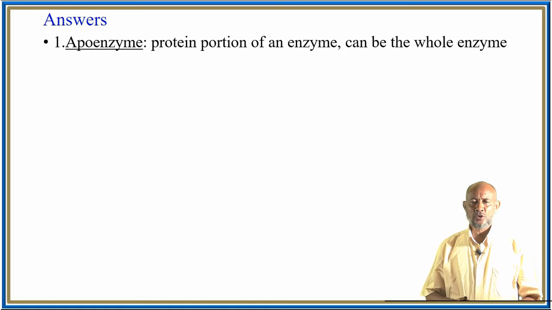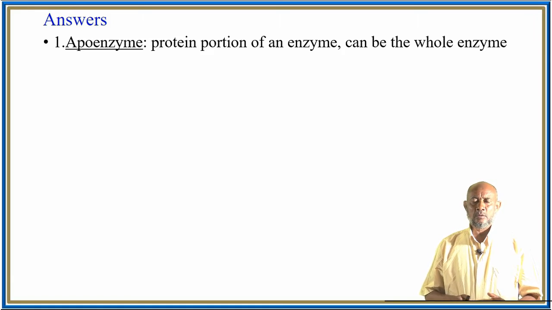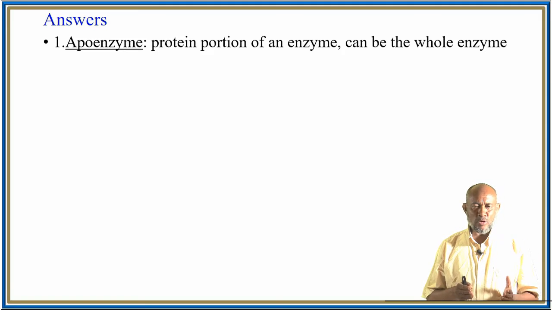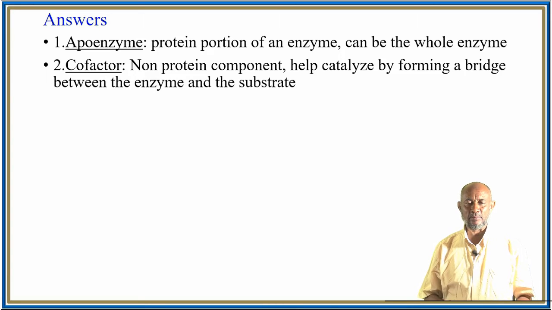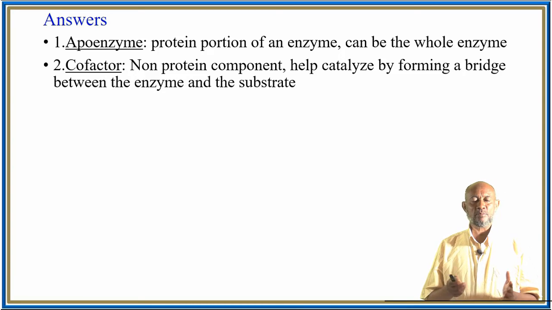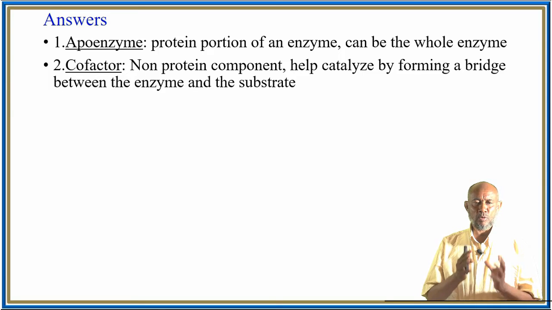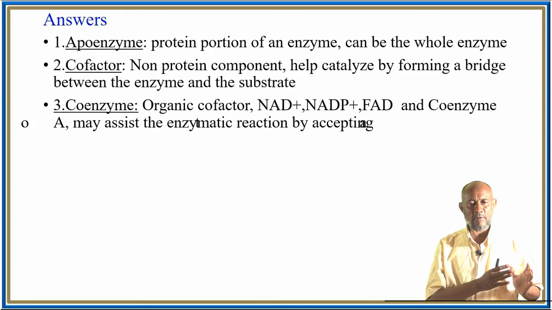It is time. Now let's do the answers together. The first question said, blank is a protein portion of an enzyme that can be the whole enzyme. The answer is apoenzyme, because we said that enzymes may be complex or simple. Just the protein part sometimes functions properly as a full enzyme without a cofactor.